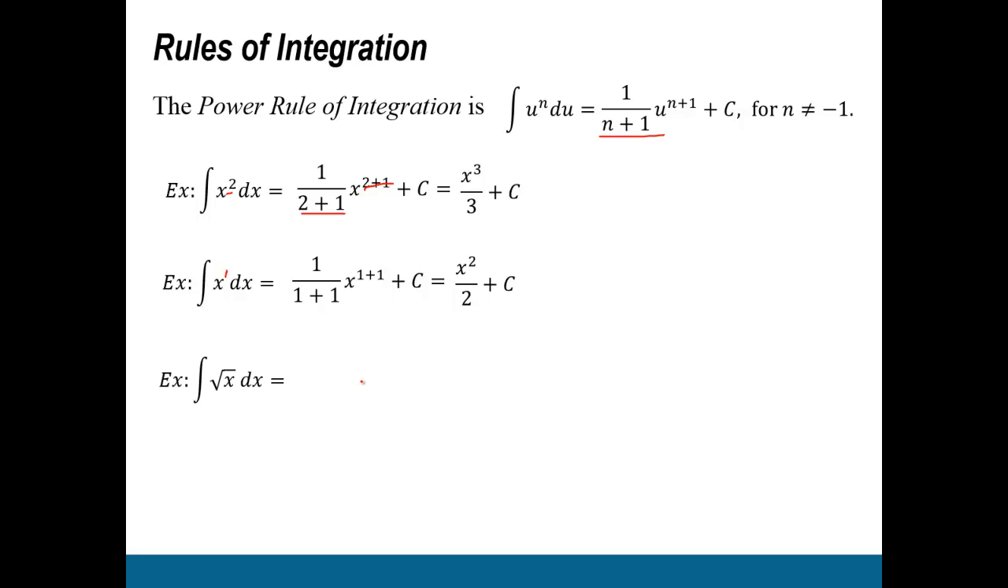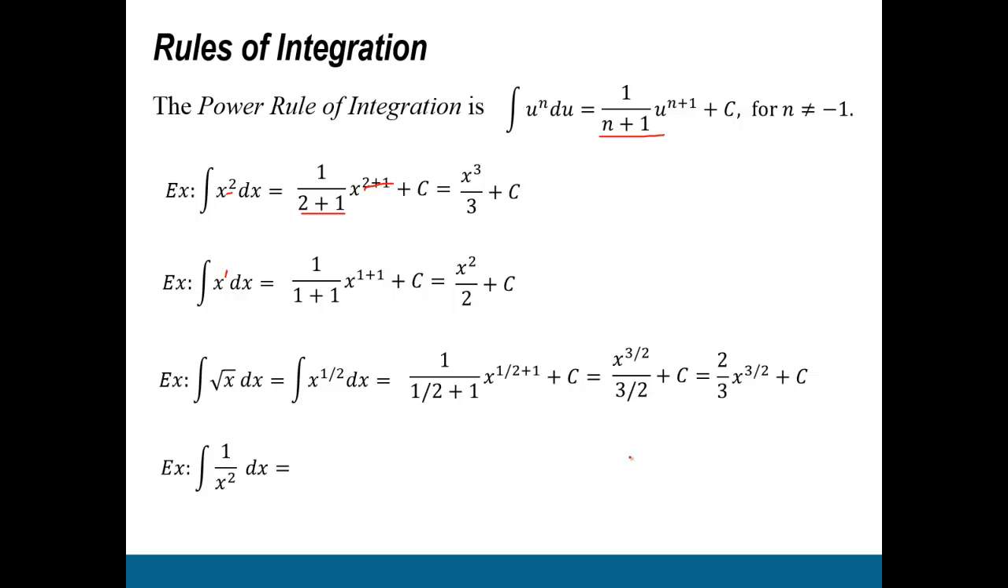Next, we're asked to find the integral of the square root of x dx. Recall that we can write the square root as the 1/2 power. So we'll write the square root of x as x raised to the 1/2 power. Now we'll apply the power rule, which gives us 1 divided by 1/2 plus 1 times x raised to the 1/2 plus 1 power plus the arbitrary constant. When we add 1/2 plus 1, we get 3/2, which gives us x to the 3/2 power divided by 3/2 plus the arbitrary constant. We can simplify further. 1 divided by 3/2 equals 2/3, so we have 2/3 x to the 3/2 power plus the arbitrary constant.